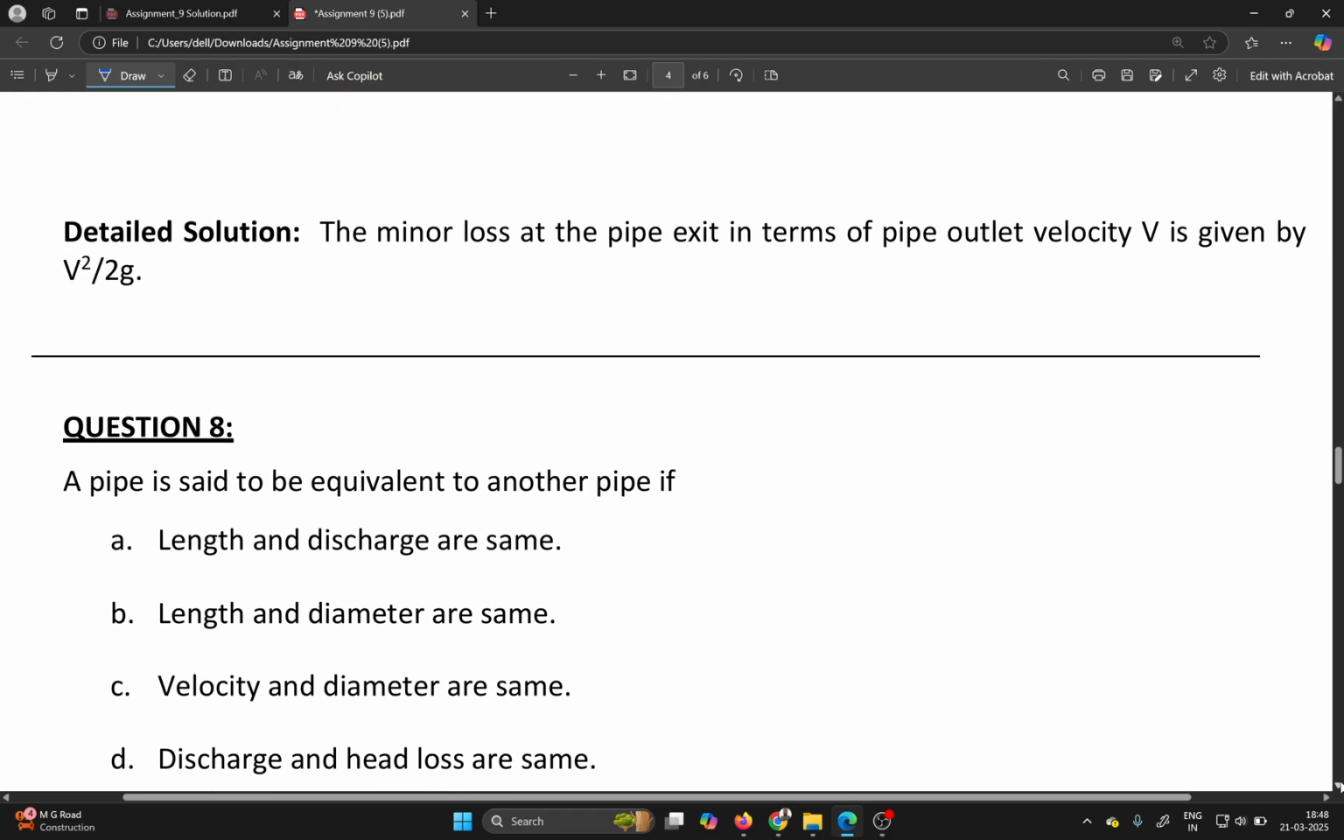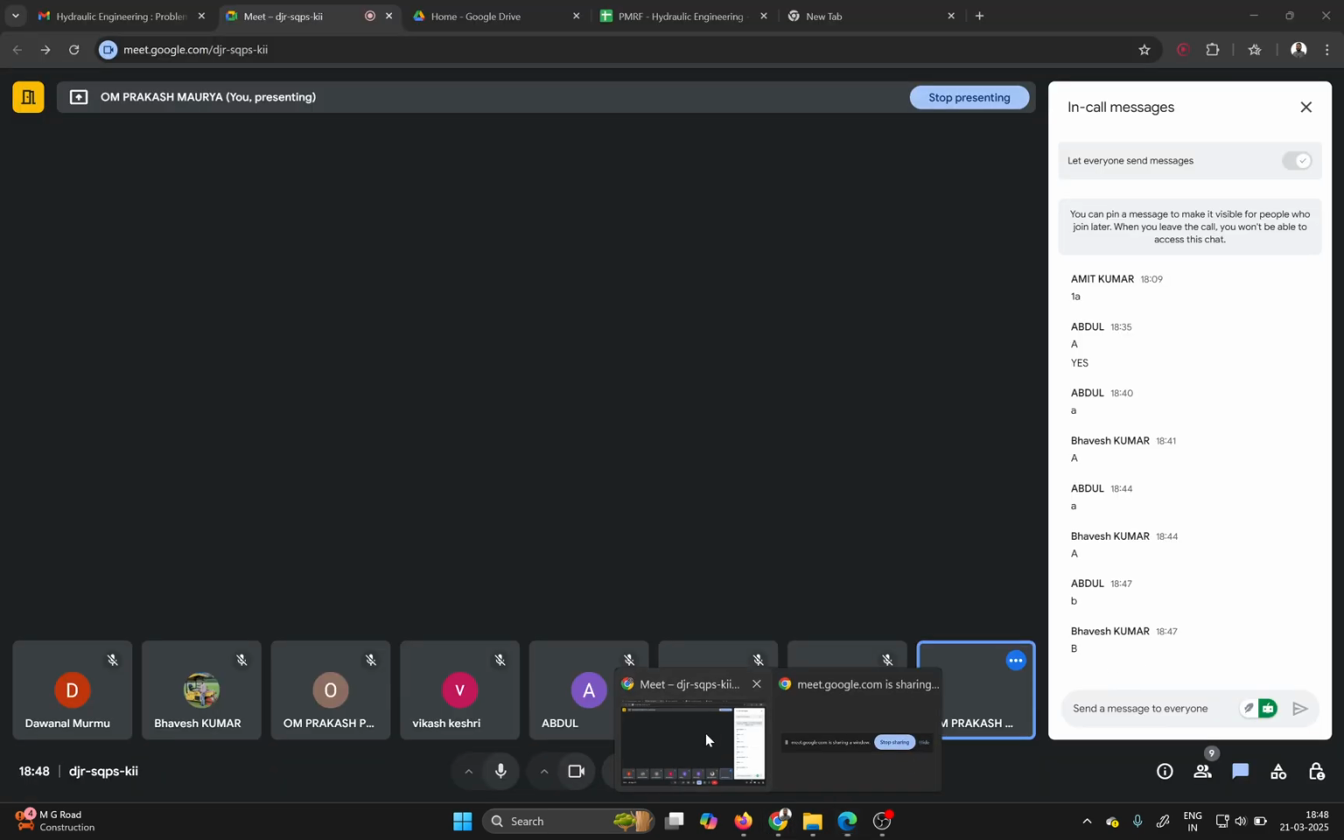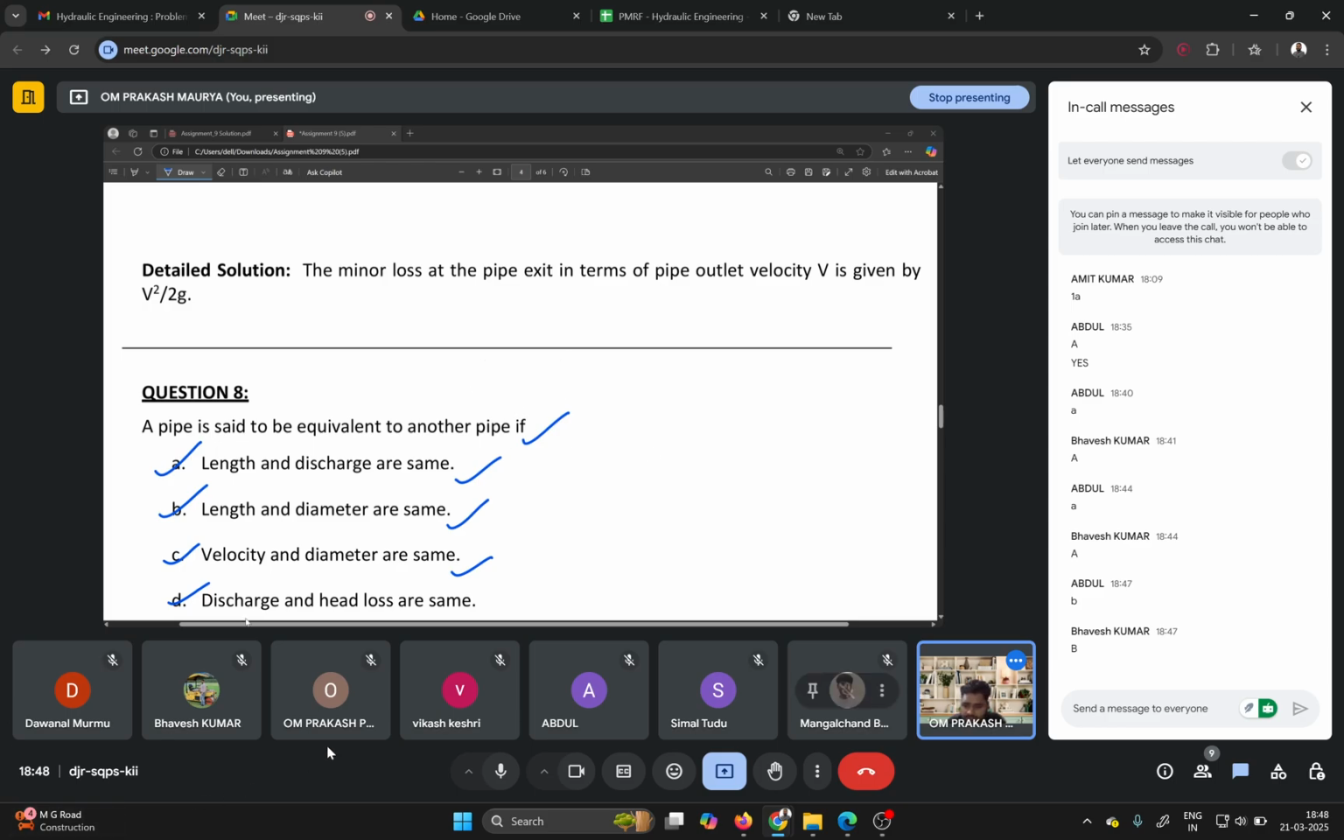A pipe is said to be equivalent to another pipe if the length and discharge are same, length and diameter are same, velocity and diameter are same, or discharge and head loss are same. Which option will be correct for question number 8? Please everyone try to write your answer in the chat box.